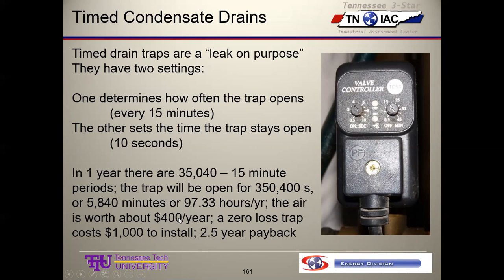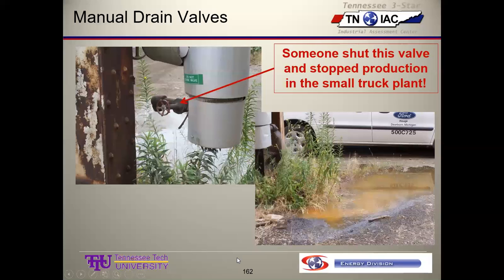Okay, I didn't put a flow rate on here, so I can't go back and check my numbers. A zero loss trap costs $1,000, and there's all kinds of different prices. I've seen them as low as $400. I've seen them as high as $1,500. So I picked $1,000. So that would say there's a 2.5-year payback to replace this with a zero loss trap. It's a pretty common thing to see.